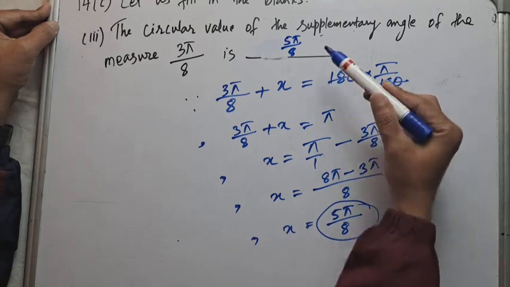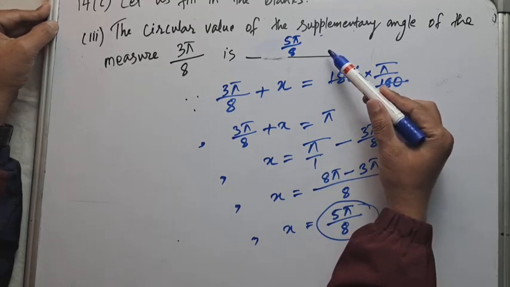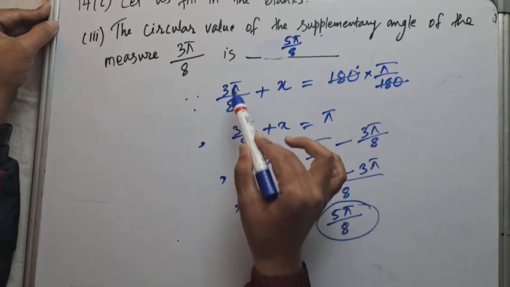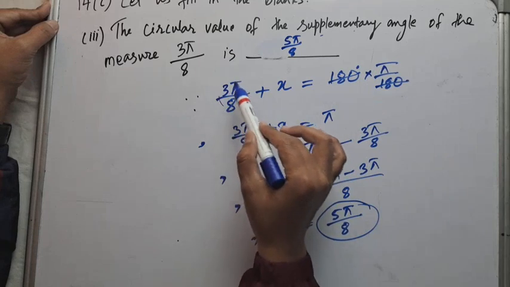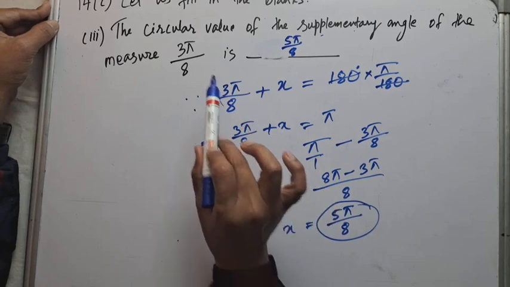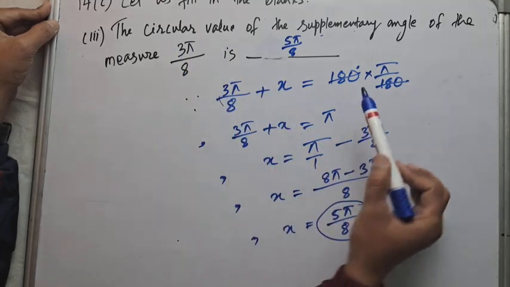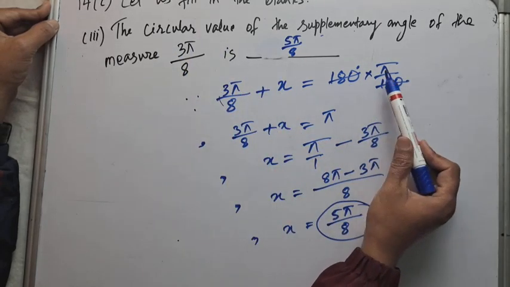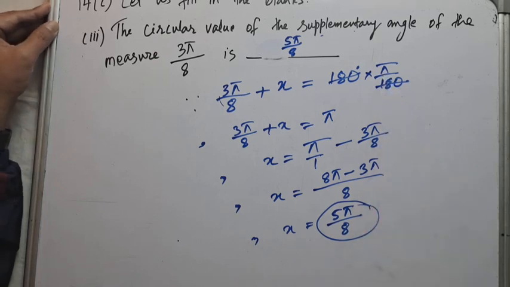If we were asked to write in sexagesimal value, then we would have converted this 3 pi by 8 into sexagesimal measurement by multiplying with 180 by pi. But right now we are asked to write in circular value, so we converted this 180 degrees into circular measurement. Okay, I hope you got this.